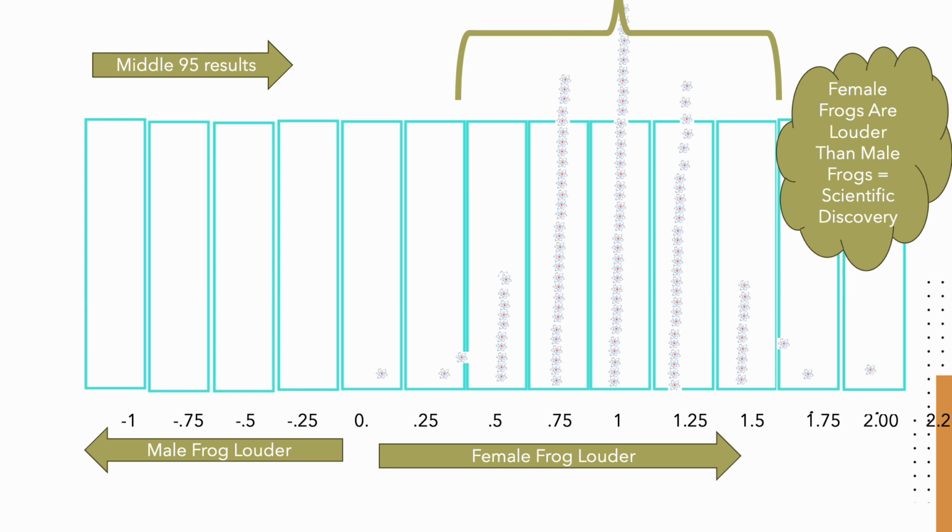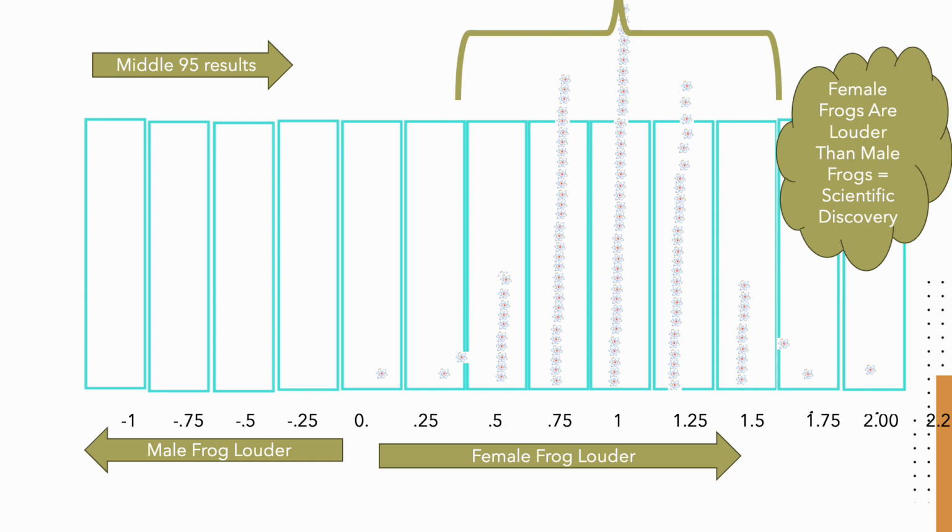And when that happens, I found the same experimental result of mean difference of 1, and I found the middle 95%. And what I find in this specific example is that definitely female frogs are louder than male frogs. I made a scientific discovery. So when you run a better experiment, you can draw conclusions. Now, the previous example, we didn't make a scientific discovery. We didn't know if male frogs or female frogs were louder. Now, if this were our data, we would know that female frogs are louder.